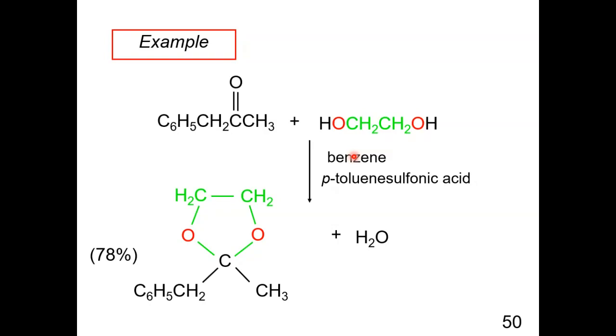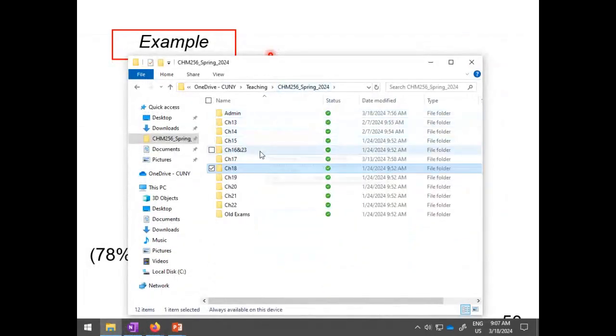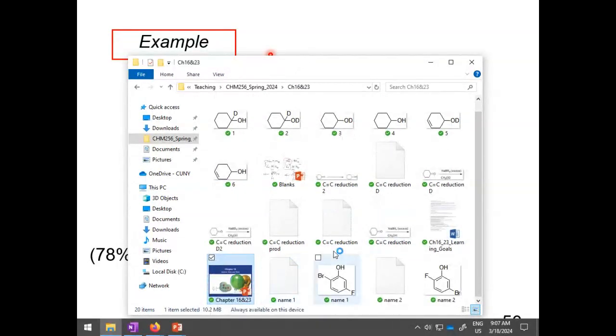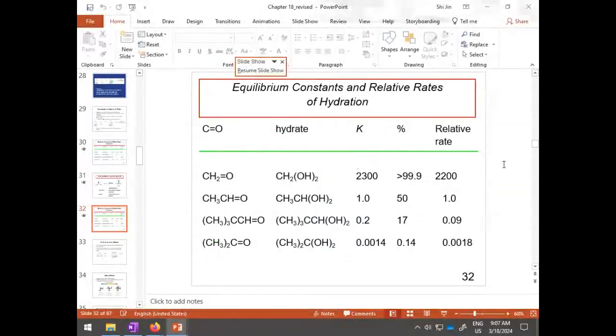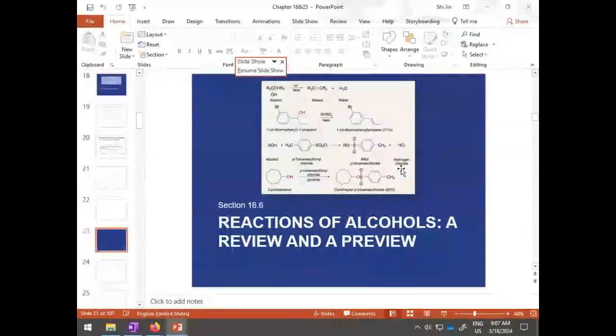And then the best part is because benzene is lighter than water. When the liquid comes out the side arm, benzene can flow back to the flask and continue to bring water out of the reaction mixture. So it helps shift the equilibrium to the right side.